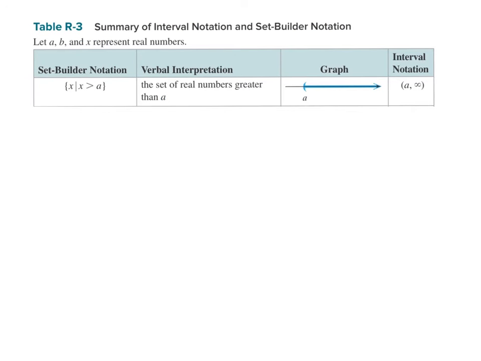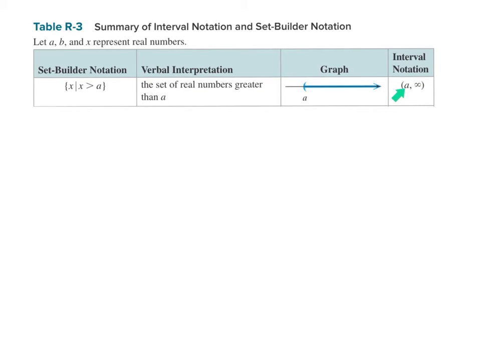Here's the first example, okay? We've got set builder notation on the left. We've got a verbal interpretation, so what it means, and then the graph. And then we have interval notation. So in all likelihood, this notation is new. Normally, when we used to do this, we did an open circle and a closed circle. In this section, in this book, we don't do that. We're going to use a parenthesis or a bracket.